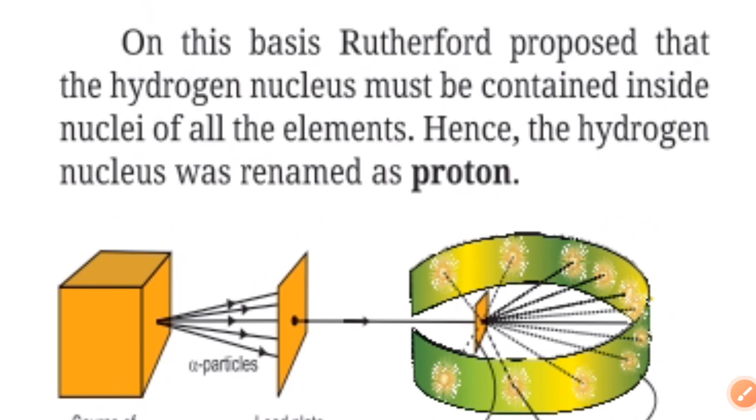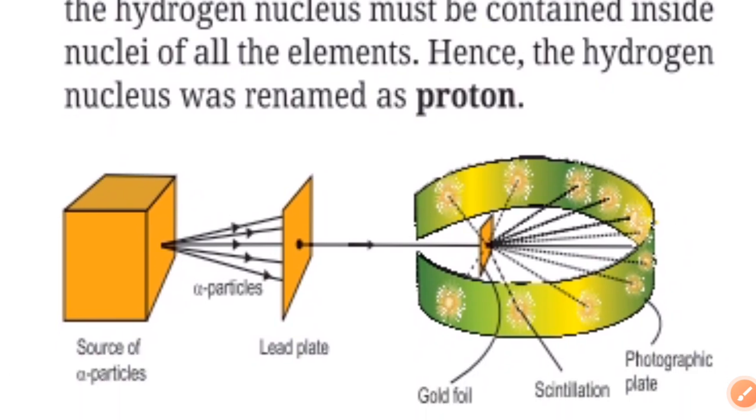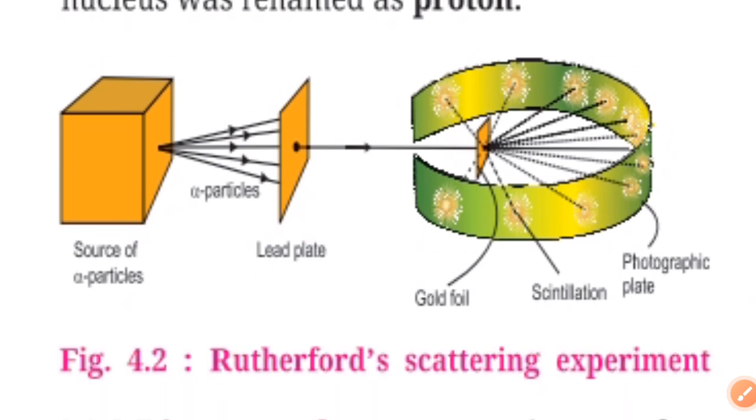On this basis, Rutherford proposed that the hydrogen nucleus must be contained inside the nuclei of all elements. Hence, the hydrogen nucleus was renamed as proton. Sources of alpha particles release alpha particle radiations. One beam of alpha particles passed through lead plates and scattered onto the gold foil, which is covered by scintillations. Photographic plate.